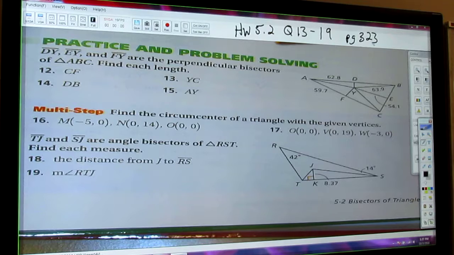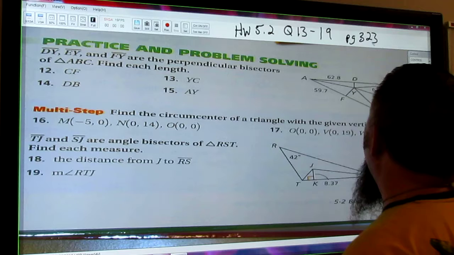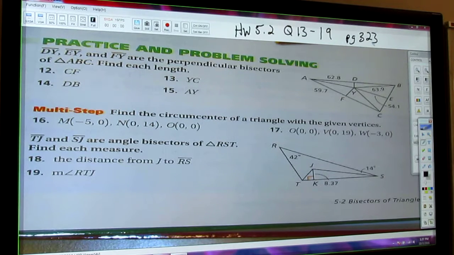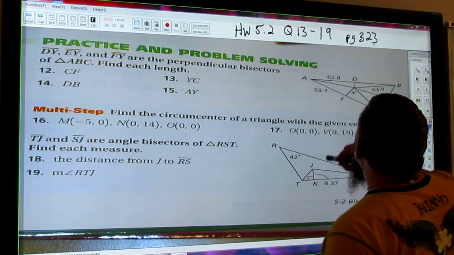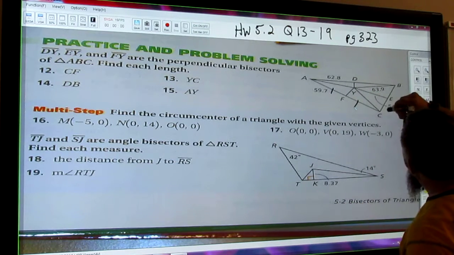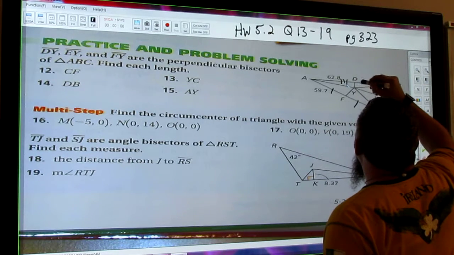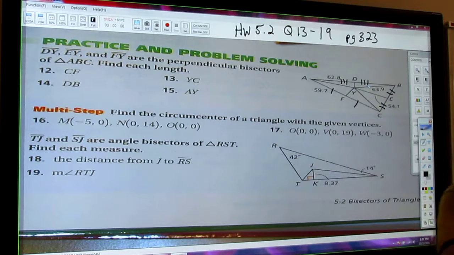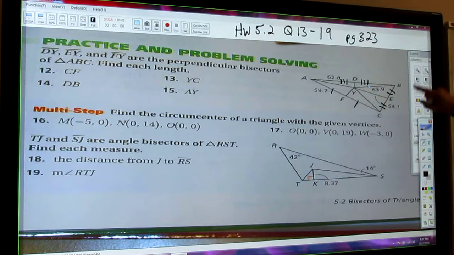We've got DY, EY, and FY are perpendicular bisectors of A, B, and C. So, oops, I almost wrote on it. That means that this is congruent to this. This is congruent to this. And this is congruent to this. See how I use different sides? Because they're not congruent to each other, right? This is congruent to this piece, this is to this piece, and this is to that.